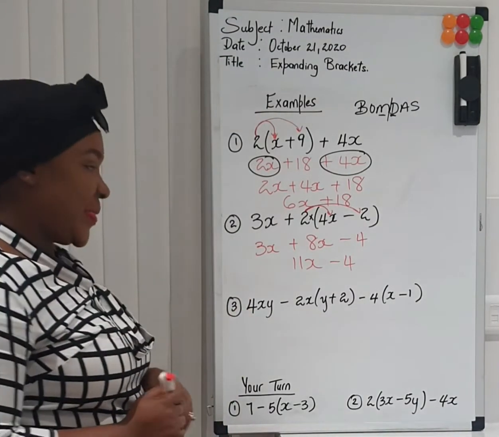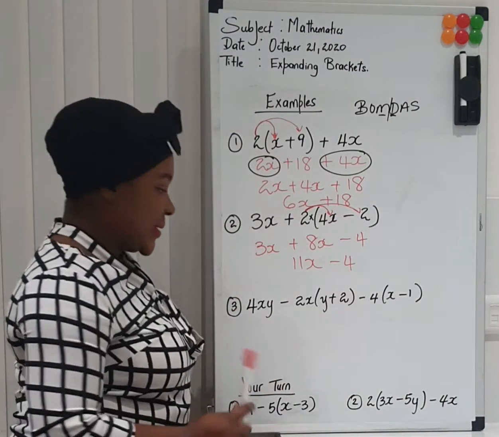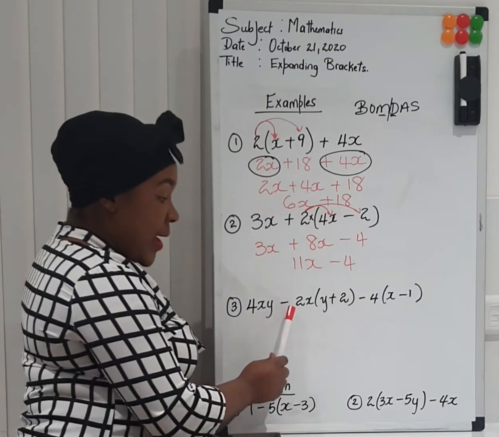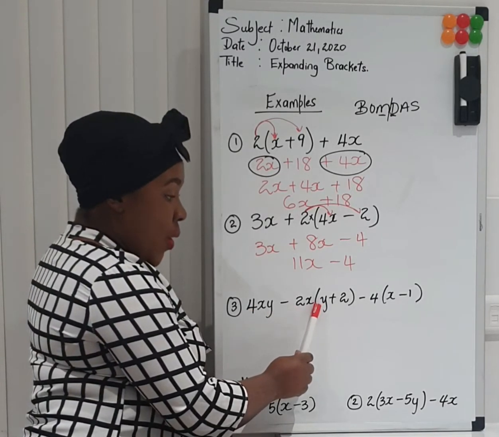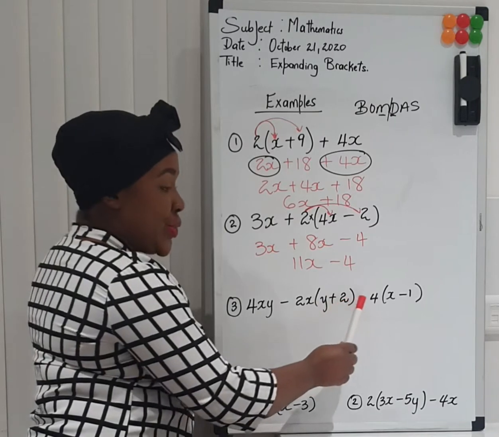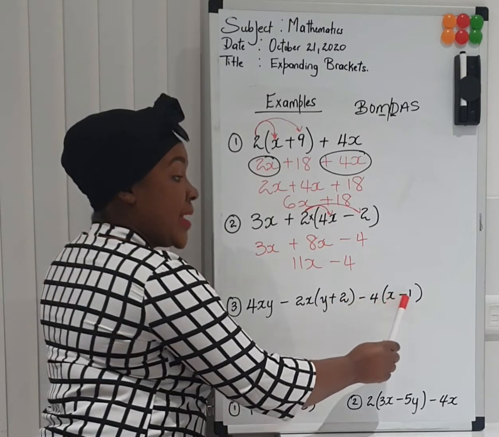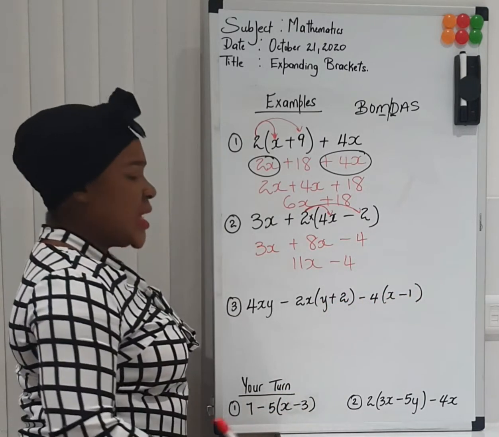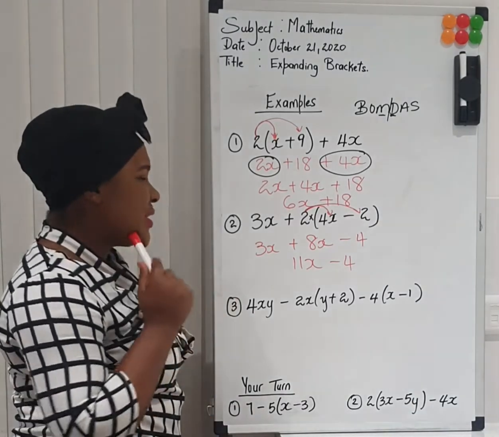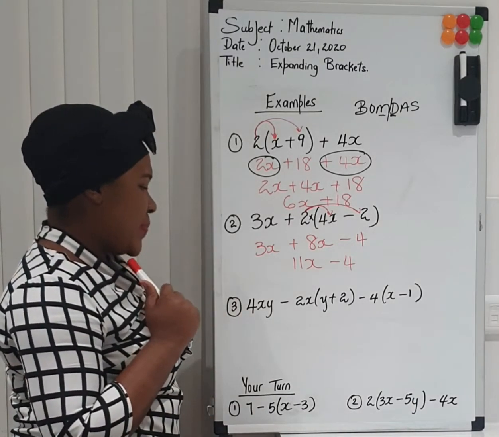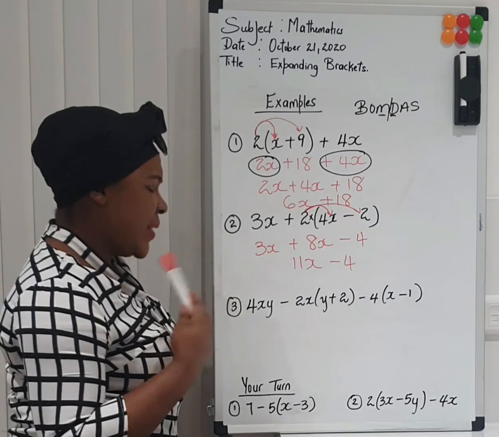Alright, now we're going to go ahead and do number 3. So doing number 3, same thing applies. We have 4xy minus 2x, open bracket, y plus 2 minus 4, open bracket, x minus 1, close bracket. So now you're looking at it and you're saying to yourself, okay, what am I multiplying the brackets by?